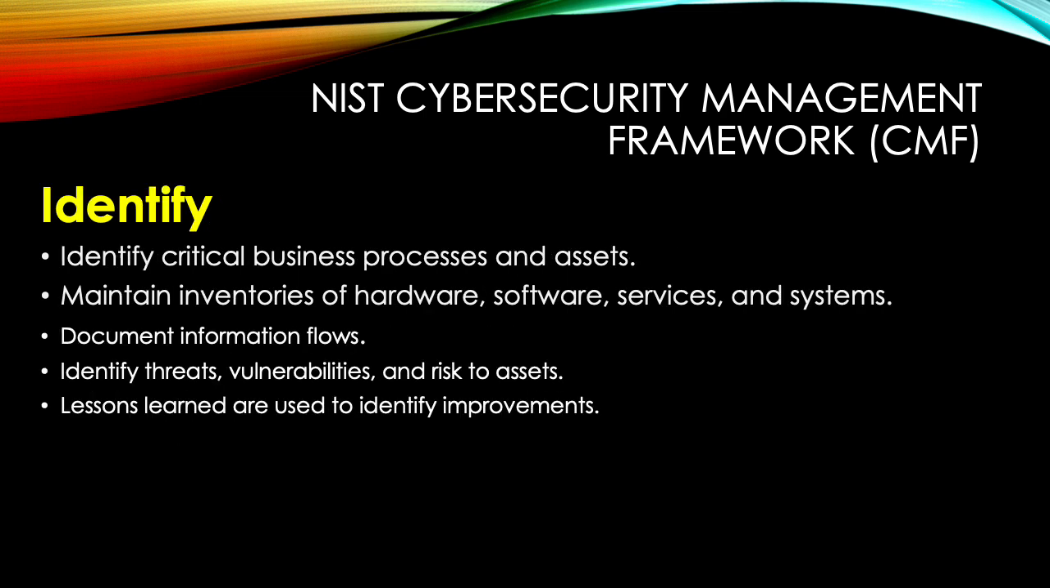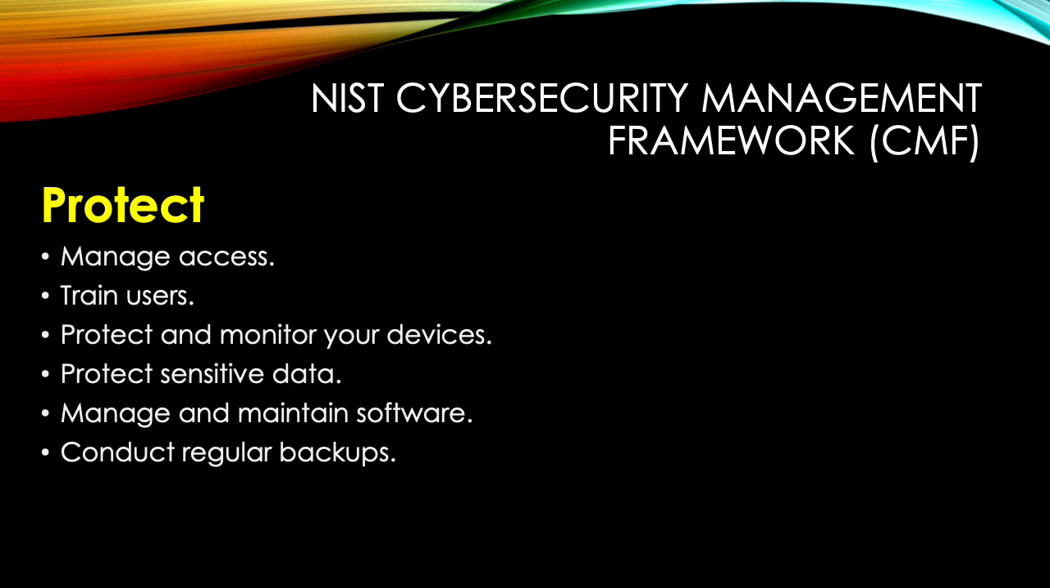Next is identify. Identify critical business processes and assets. If you can't identify, you don't know what to protect. Maintain inventories of hardware, software, services, and systems. Document all your information flows. Where's the information flowing? From whom to whom, right? And then identify threats, vulnerabilities, and risks to assets and the data, and talk about the lessons learned to identify improvements.